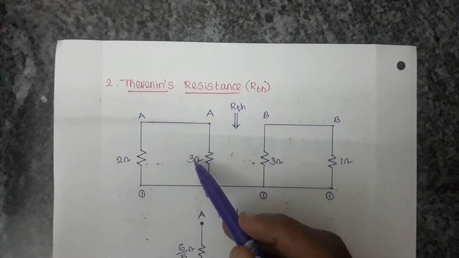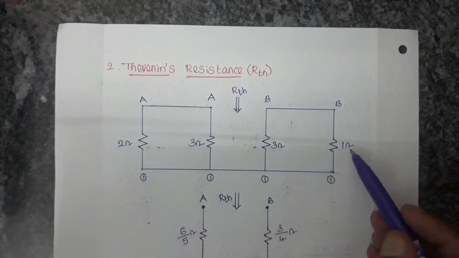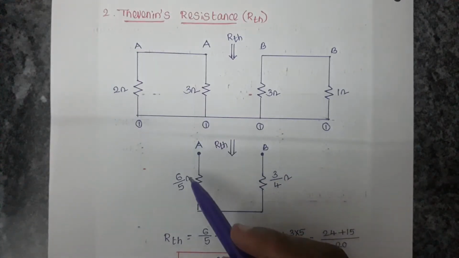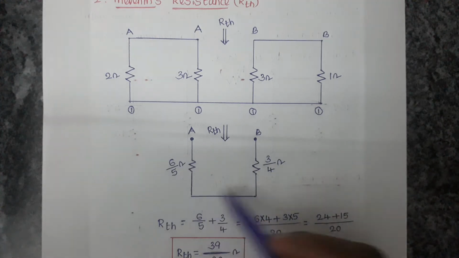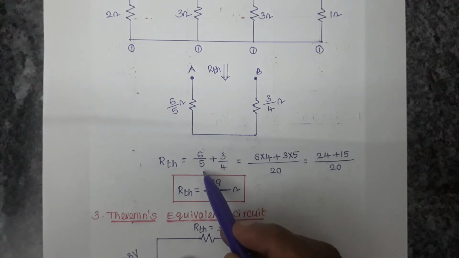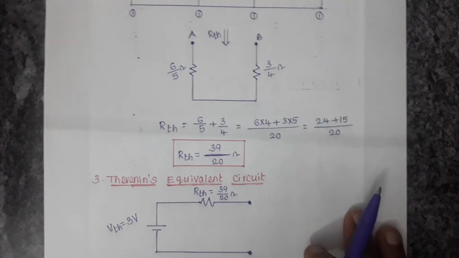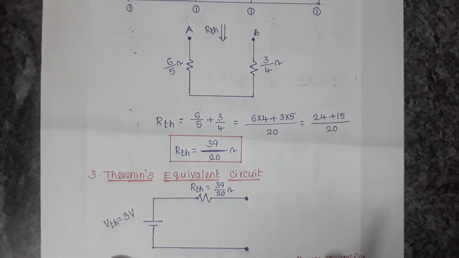If you solve this, 3 into 2 by 3 plus 2, you get 6 by 5 ohms. 3 into 1 by 3 plus 1, you get 3 by 4 ohms. Now these two resistors, 6 by 5 ohm and 3 by 4 ohm, are connected in series. So RTH equals 6 by 5 plus 3 by 4, which equals 39 by 20 ohms. So Thevenin's resistance is 39 by 20 ohms, which is step 2.